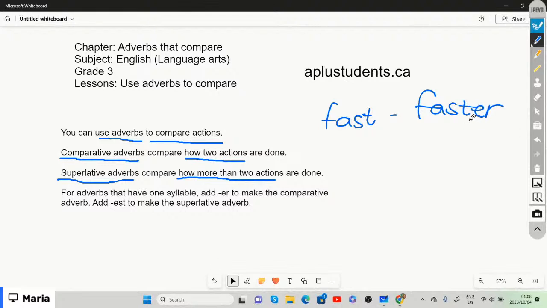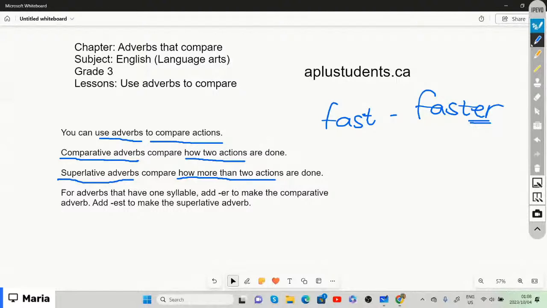And we add an ER if the word basically only has one syllable. Fast only has one syllable. So we add an ER to show the comparative adverb. And we add EST to make the superlative adverb. So EST.